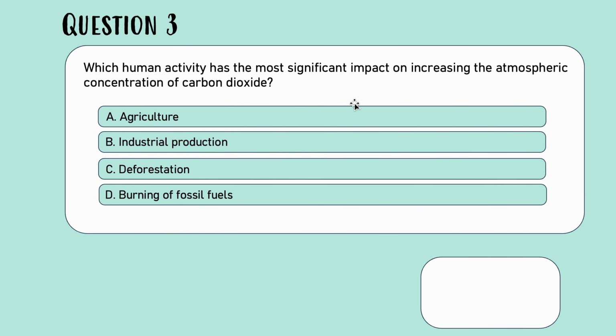Which human activity has the most significant impact on increasing the atmospheric concentration of carbon dioxide? We know it's going to be straightforward. It's going to be burning of fossil fuels. Okay? It's going to be D.